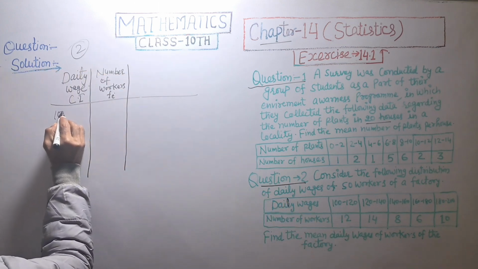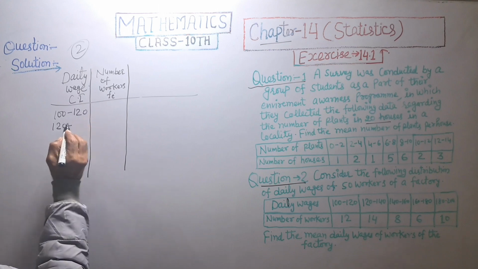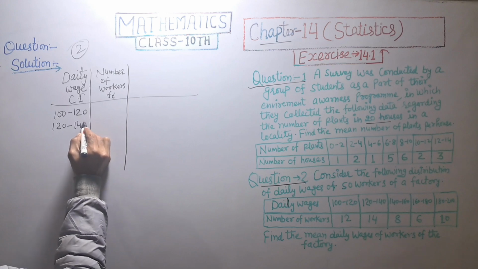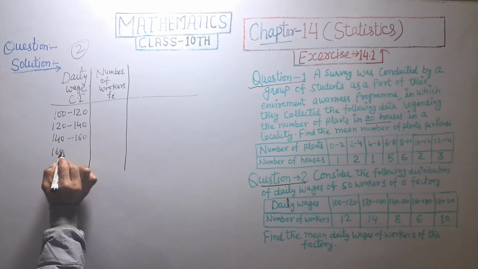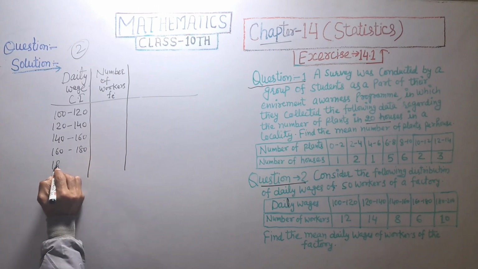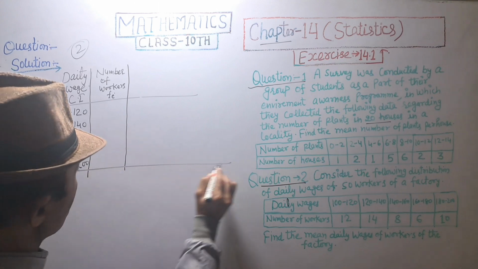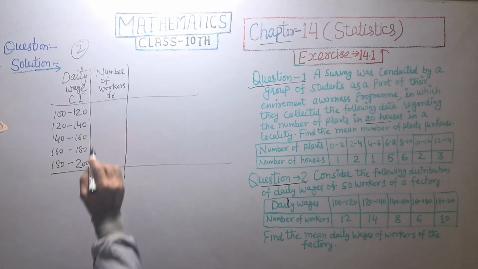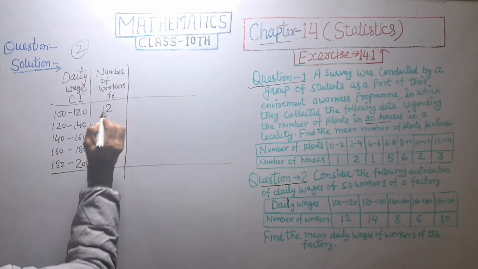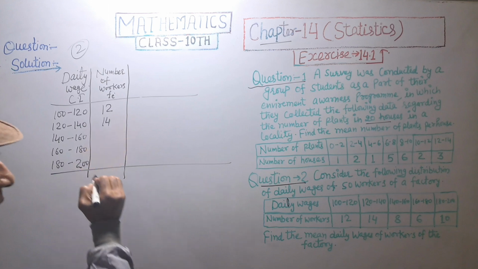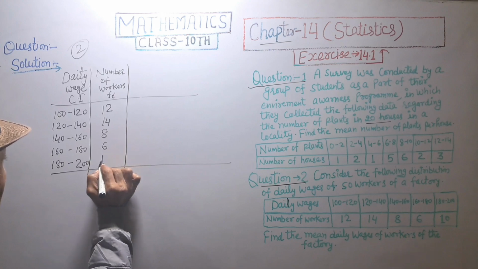Class intervals are 100 to 120, 120 to 140, 140 to 160, 160 to 180, and 180 to 200. And frequencies are 12, 14, 8, 6, and last 10.